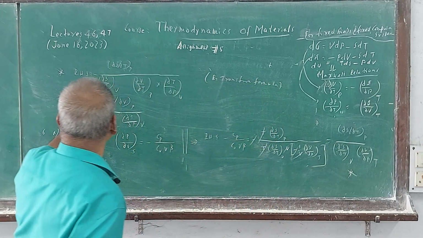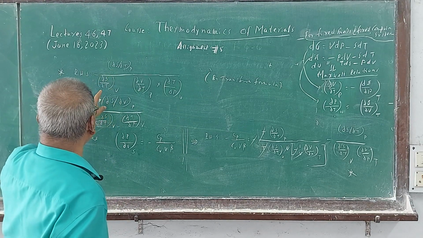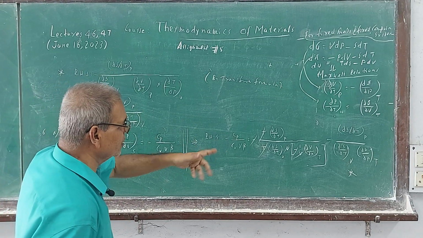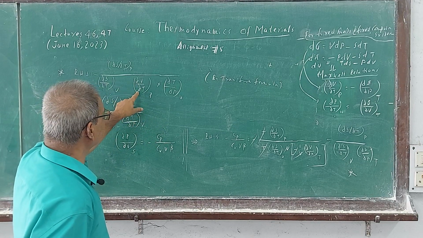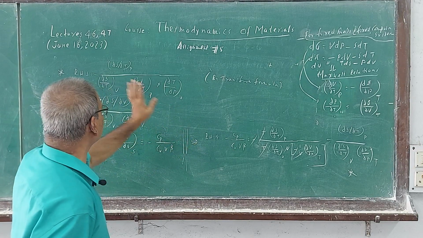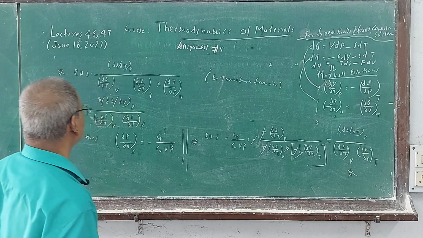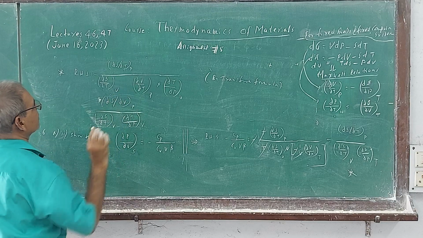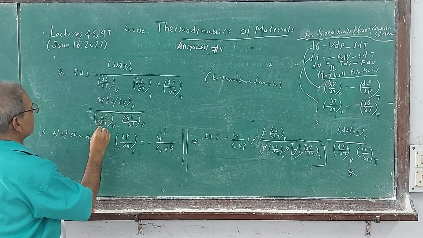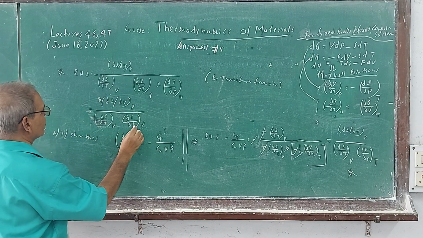Then next is what? Del S by del T at constant pressure. That is correct. Then this is a transformation, so dV by dP at constant temperature, 100% correct. Okay. Next, what am I trying to do? These two are absorbed, so dS by dV. So this is done: dS by dT at constant volume, dT by dP at constant volume.